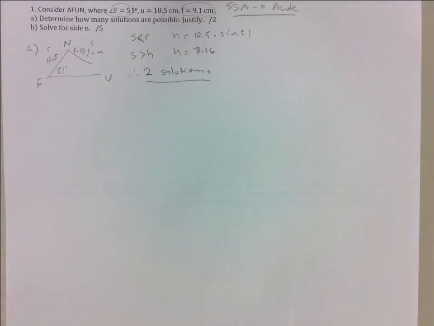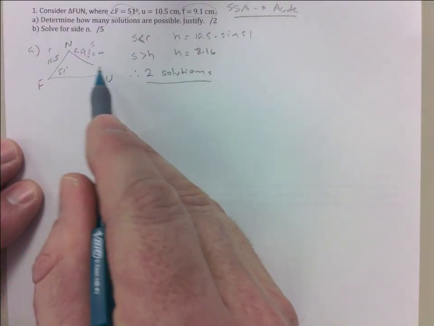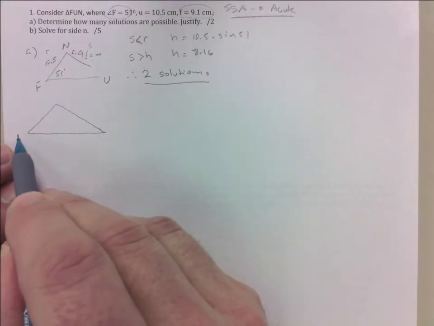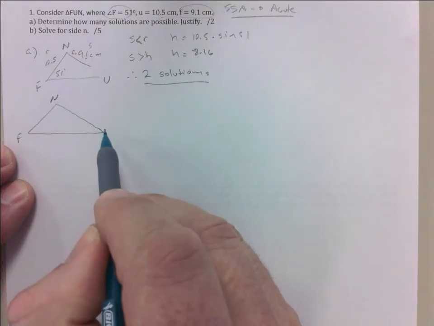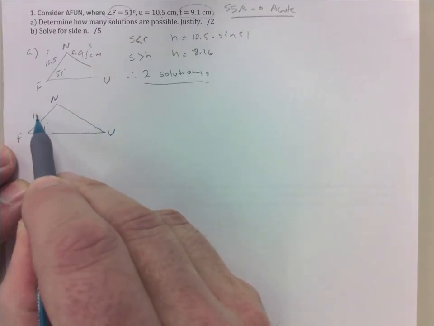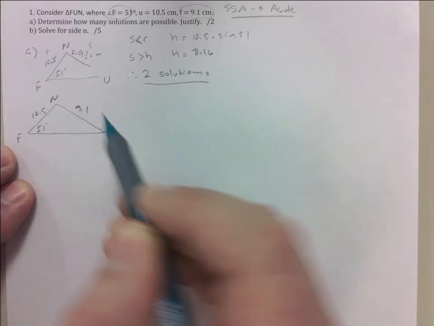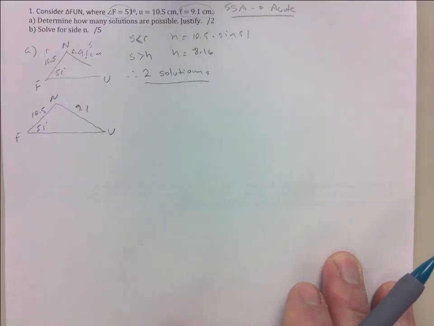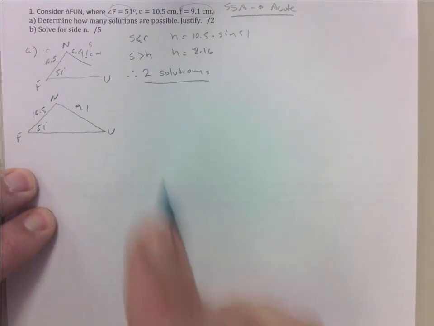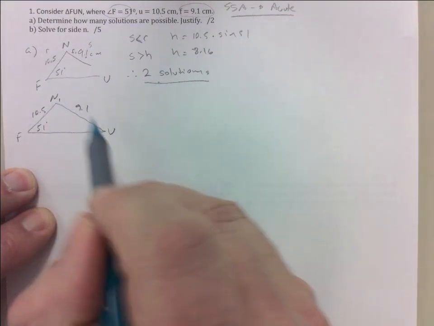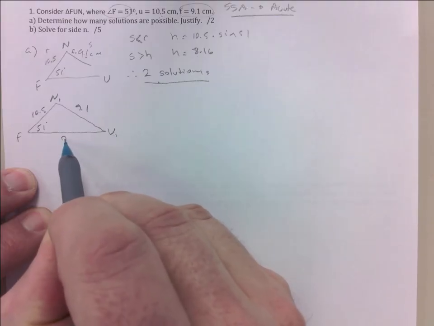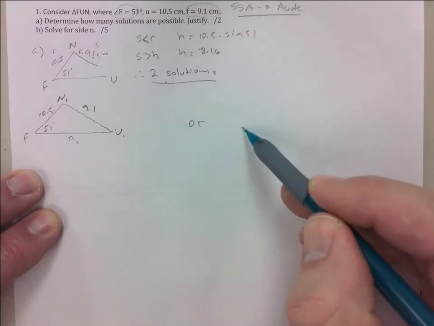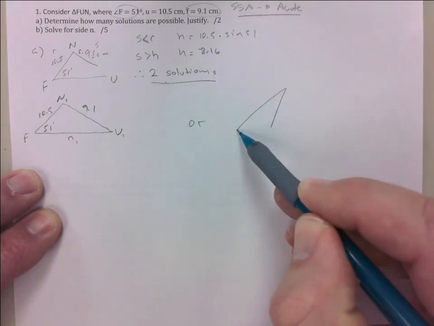Sorry, I just want to make sure it's recording. So the first triangle is when it swings out here. I'm going to start with that one. I'm going to go F, N, U: 51, 10.5, 9.1. However, you know that there's 2 solutions. For everything that's missing, there's 2 possible answers. That's what we've just determined. So we're going to go N1, U1, and side N1, like that. Or the other one is when it swings in, like this.